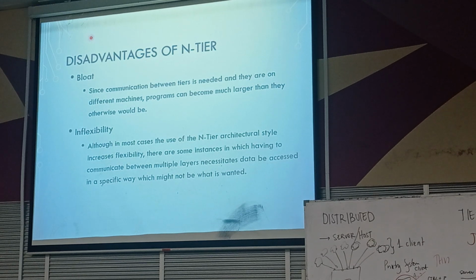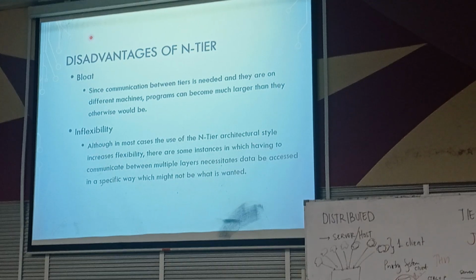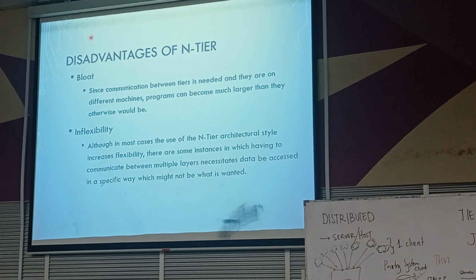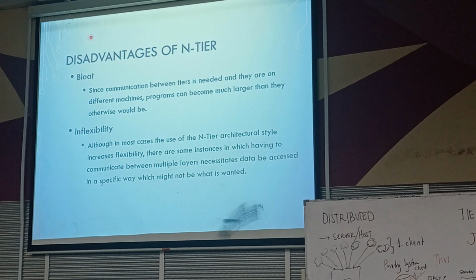Right. Number 2, inflexibility. Although in most cases the use of n-tier architecture increases flexibility, there are certain scenarios where, if you use more than one server, you will create unnecessary inflexibility. It becomes dependent, meaning the servers become too dependent on each other, so if you want to make changes, it will not be possible. Because the communication between the servers or between the machines is so tight that it becomes rigid. Okay, it becomes rigid.